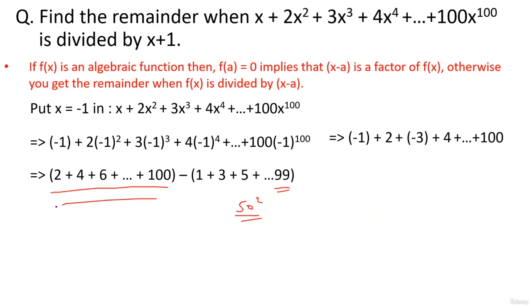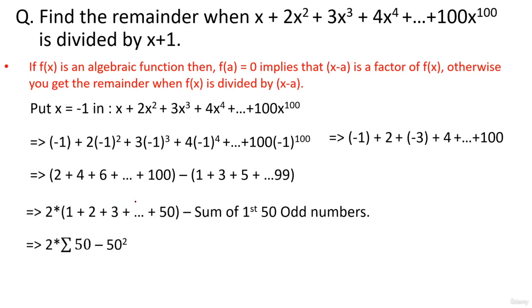And yahan se what we'll do, we'll just take a 2 outside, guys. When you do that, it'll be 1 plus 2 plus 3 up till 50. So this part is twice into summation of 50, right? And summation 50, guys, n into n plus 1 upon 2, 50 into 51 upon 2, 2 to cancel. The answer finally is 50 into 51 minus 50 square. Take a 50 outside. 51 minus 50 ho jayega 1. So the final remainder is 50.